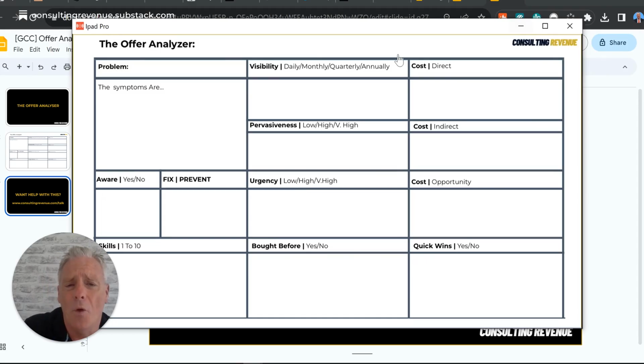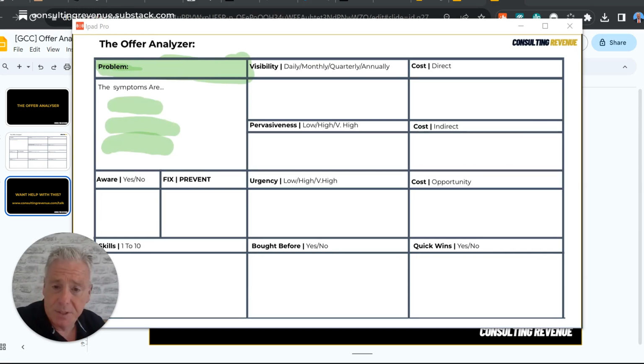So what do we use with our clients? What we use is a tool called the offer analyzer. The very first thing we get clarity on is the problem. What is the problem that you're looking to solve? And then we look at, okay, what are the symptoms of that problem for the client?